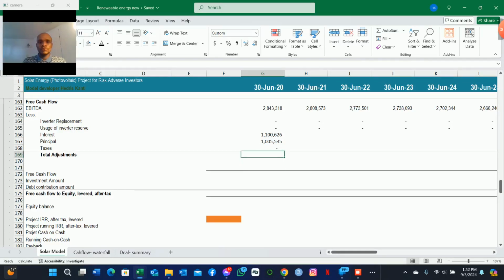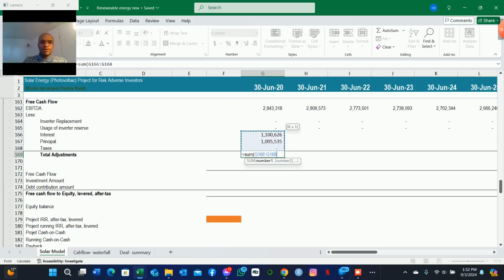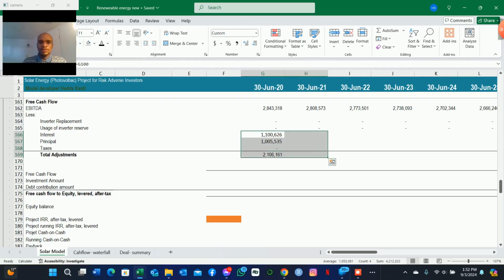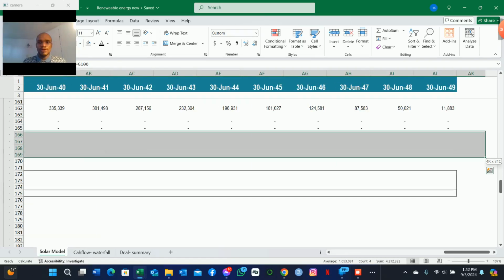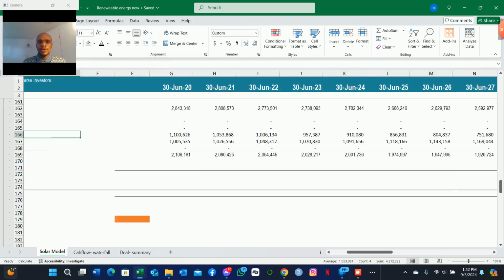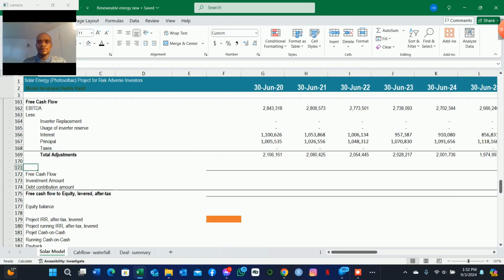So welcome back. We are now ready to simulate the total adjustments and ultimately calculate the free cash flow to the equity investors. In order to do this, we will sum the total adjustments. It's going to be equal to the sum of all of these adjustments. Now we can take all of these to the end of the project life. Fill that right with Control R.